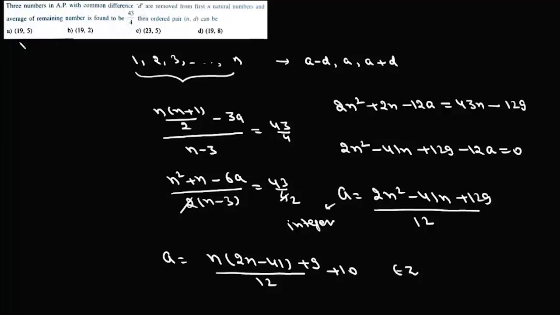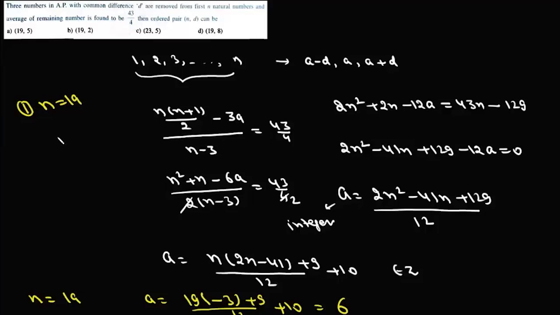Now there are two values of n given in the question. Either n can take the value 19 or 23. So first we'll check for n equals 19. Now if we put n as 19, it will be 19 into 38 minus 41, so that will be minus 3, plus 9, divided by 12, plus 10. Now we can cancel 3. So that will be minus 19 plus 3, minus 16. Minus 16 by 4 is minus 4, plus 10. So the value of a is 6.